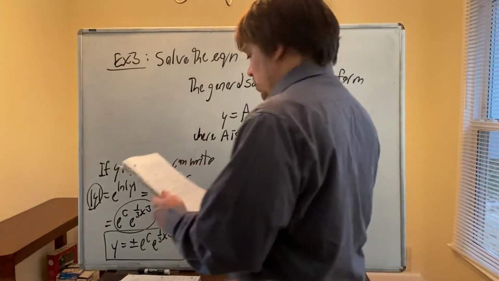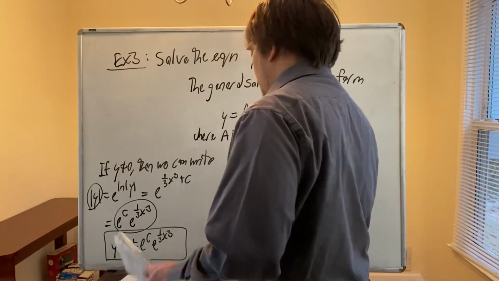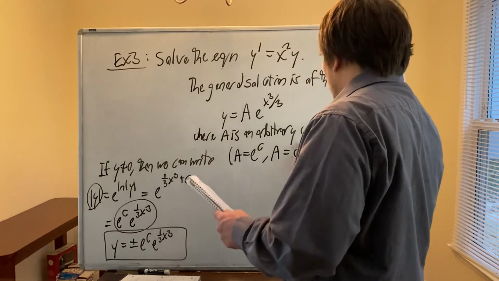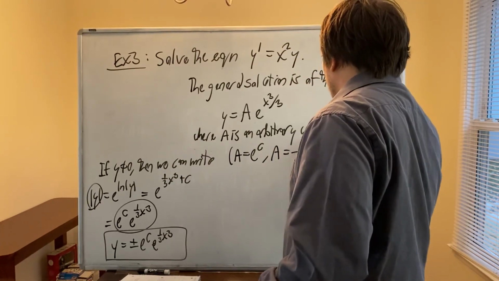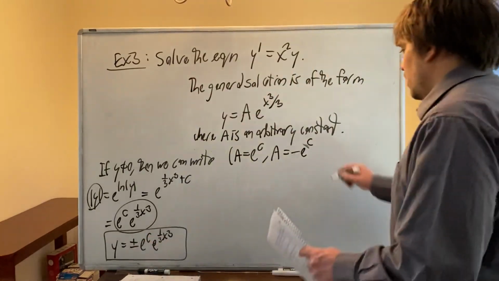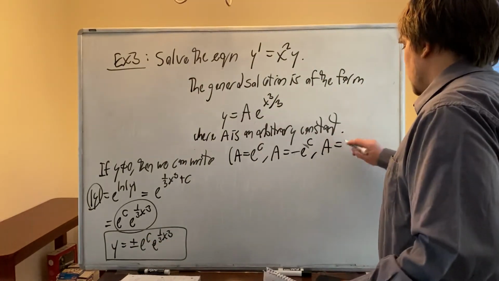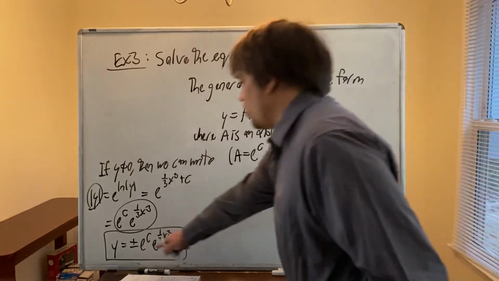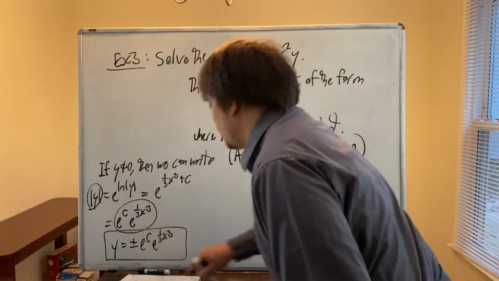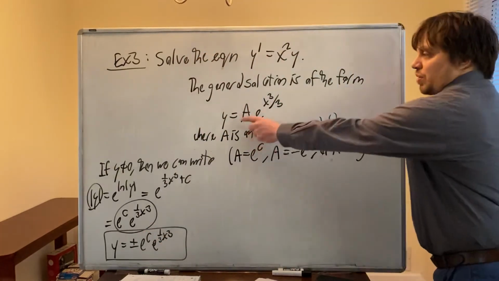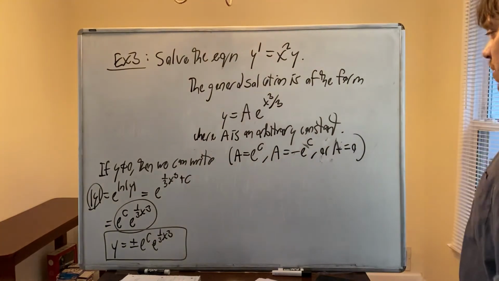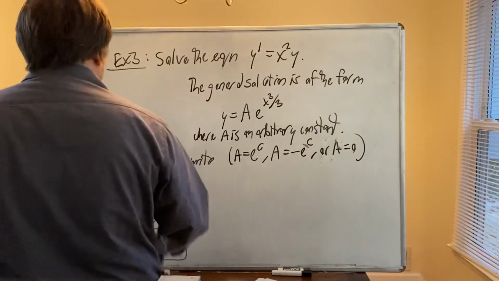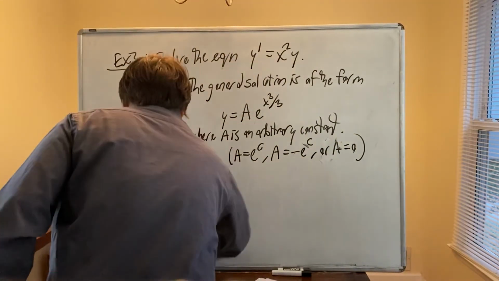Okay? Either A equals e to the c, or A equals negative e to the c, because of this plus or minus e to the c, or A equals 0. So this applies for when y is not 0. When y is 0, it would be 0. And so if you just put A equals 0 there, then that would give you y equals 0. So you can write the general solution for any y, including y equals 0, in this form. But then if y is 0, then A is 0.